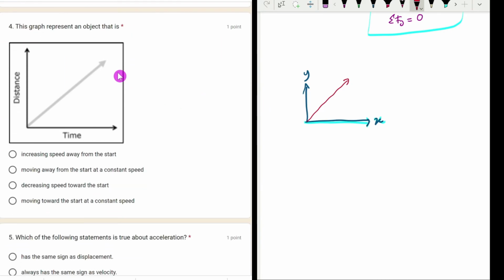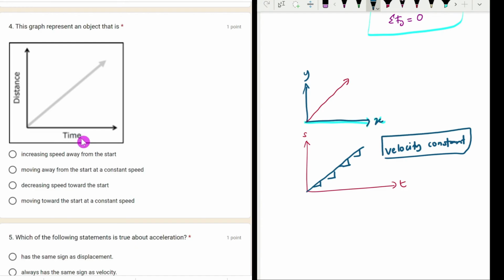The graph represents an object that is, okay, this is distance time graph. Tengok distance time graph. So this is the straight line graph. Okay, so we're gonna have distance versus t. Okay, so kita ada ini. So the gradient akan bagi you nilai velocity lah. So here velocity is constant. Dia punya kecerunan dia sama je kan. So velocity dia adalah constant. So increasing speed away from the start, salah, velocity dia constant. Moving away from the start at constant speed.